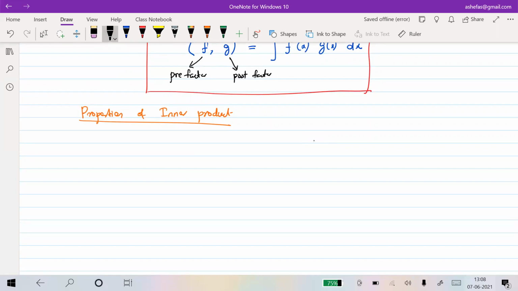We can list down the properties. The first property: the inner product is non-commutative. That means the inner product (f, g) is not equal to the inner product (g, f) in general.